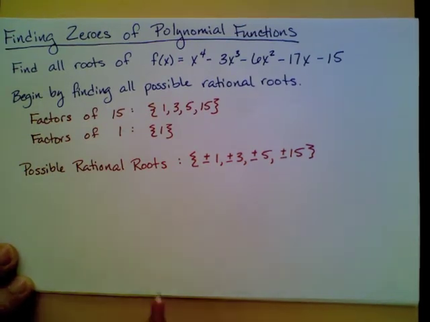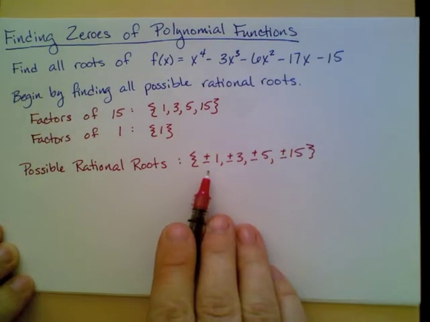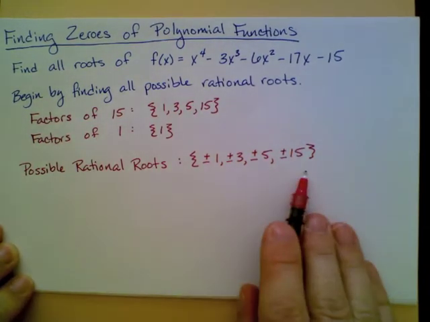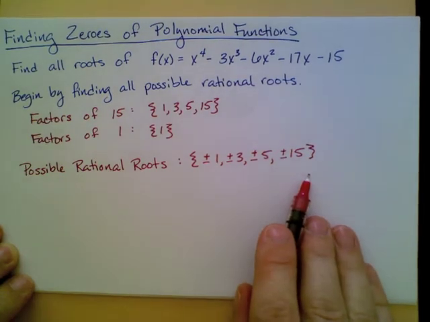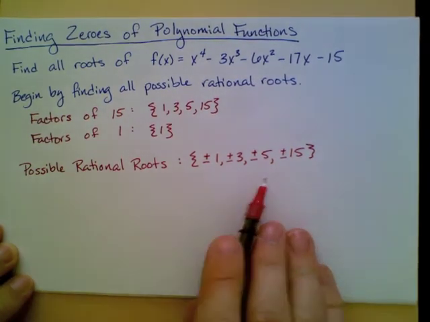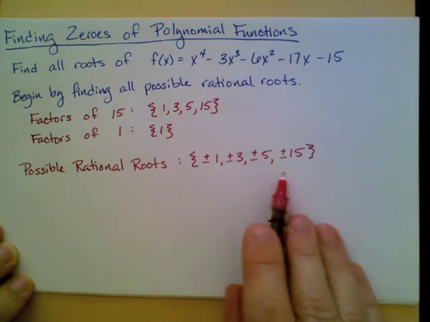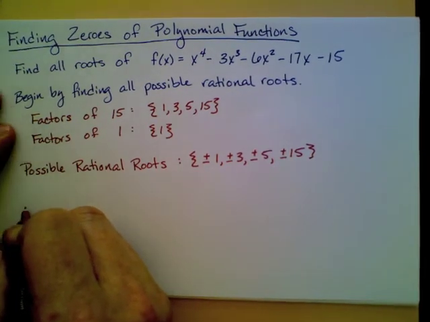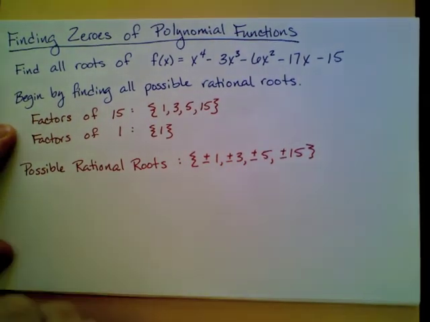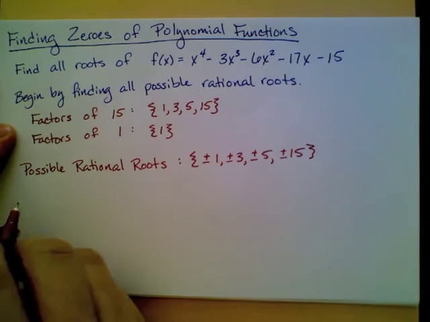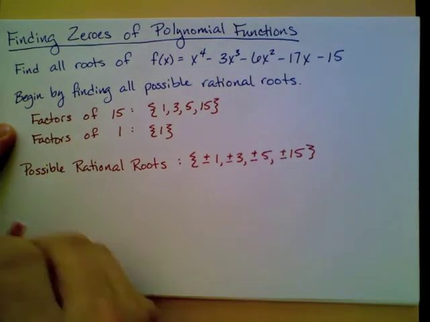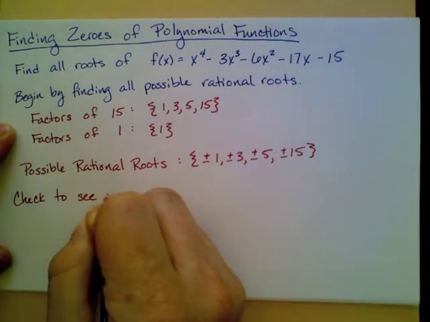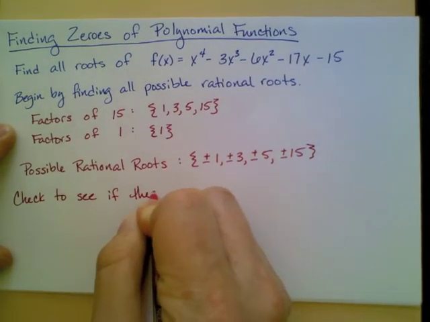Next, we want to check. Remember, these are just the possible rational roots. So if there are rational roots, they must appear in this list. You can have irrational roots or imaginary roots, complex roots even, that don't appear in this list. But if a root is rational, then it appears in this list. So check to see if these are actually roots.